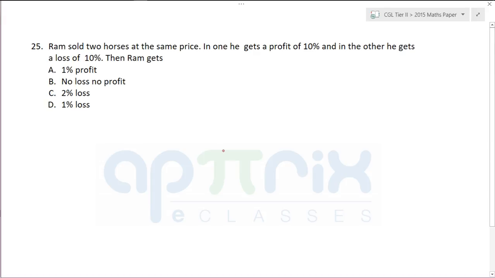Question number 25, I need not solve. 10% profit, 10% loss is 1% loss.